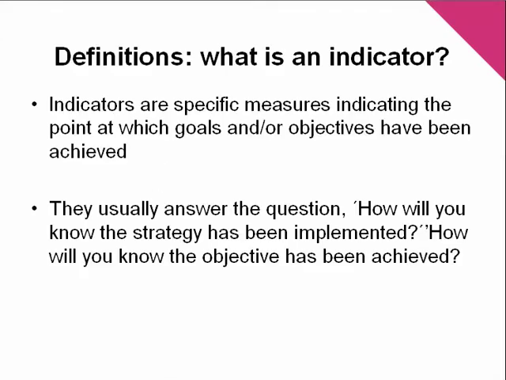So what's an indicator? Well, indicators are specific measures showing the point at which goals and/or objectives have been achieved. They usually answer the question, how will you know that the strategy, the intervention, has been implemented? How will you know that your objective has been achieved?